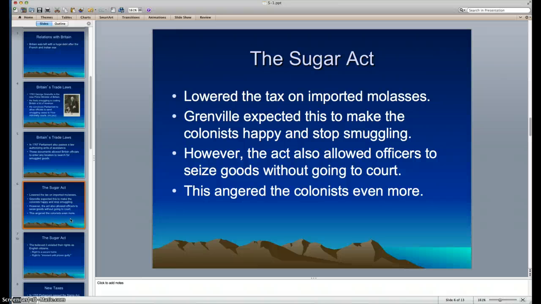Like the example I used in one of the classes was if you bought a TV and lost the receipt and then a police officer comes to the house and says that TV's stolen, you say, no, it's not. Well, what proof do you have that it's not stolen? Well, I lost the receipt. Well, then I'm taking it with me. That's kind of what they were doing.